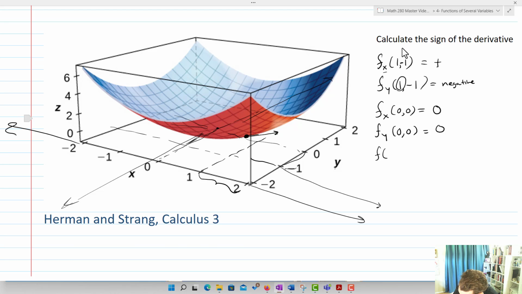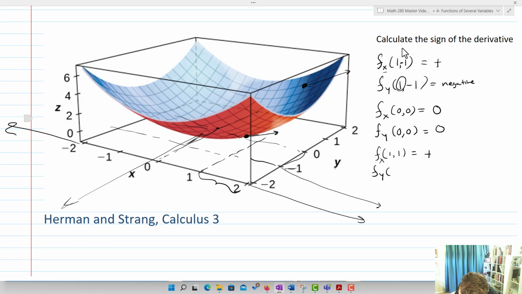Let's take a look at one more. Let's take f_x at (1, 1). So now here's the point (1, 1). It's going to be right about here, somewhere in that area. Now if I hold my y constant, so I'm moving in the x direction, what happens? You can see that it's moving upward. The z's are getting larger. So this is going to be positive.